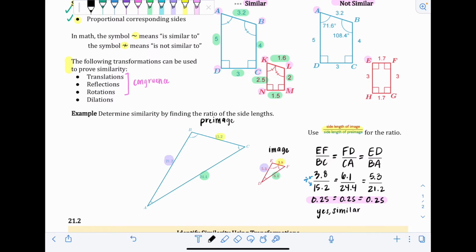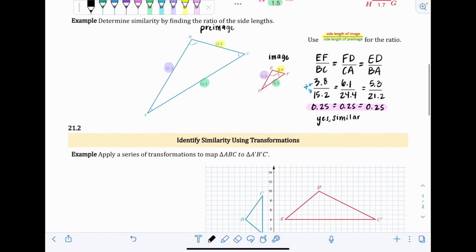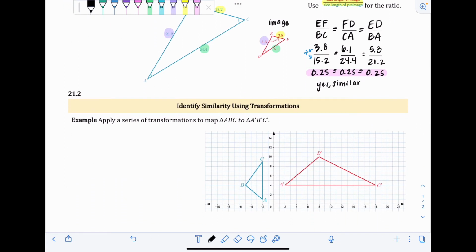Okay, so moving down to 21.2, we're going to identify similarity using transformations. This is the only example from this section. Apply a series of transformations to map triangle ABC to triangle A prime, B prime, C prime.